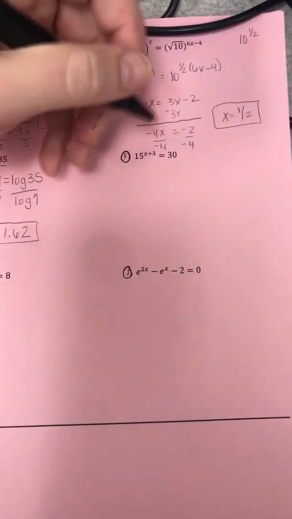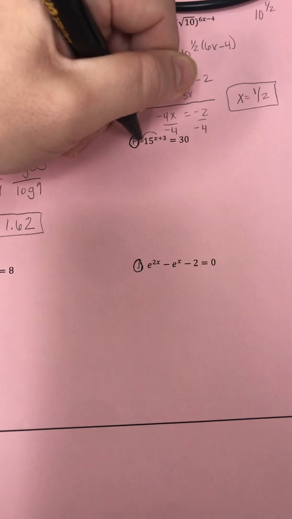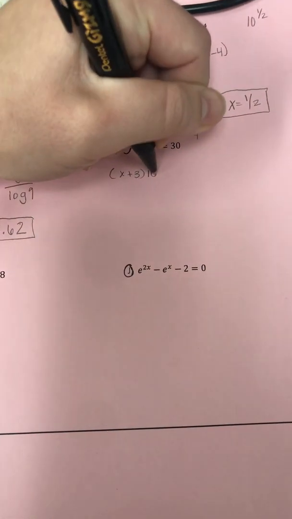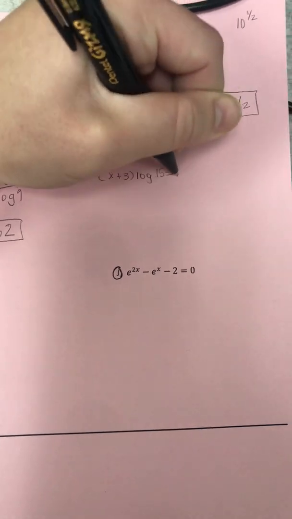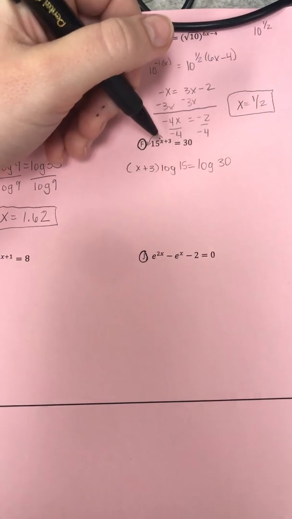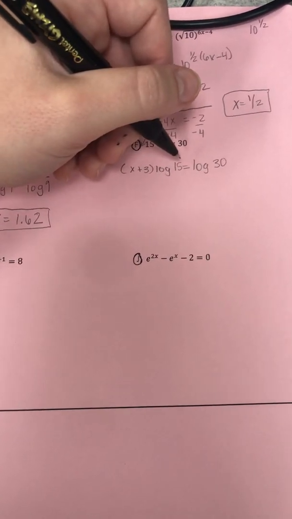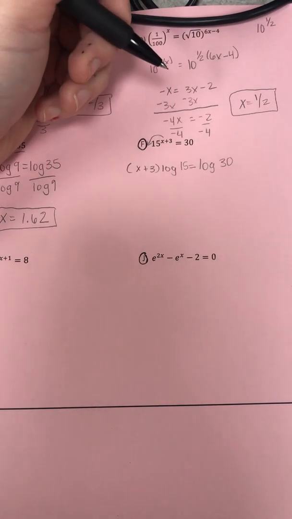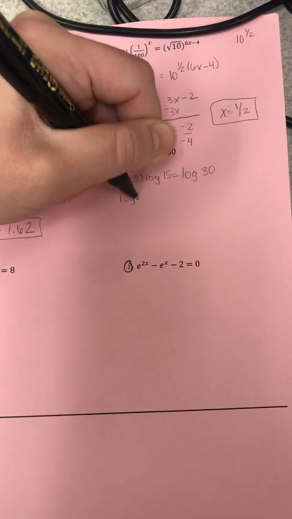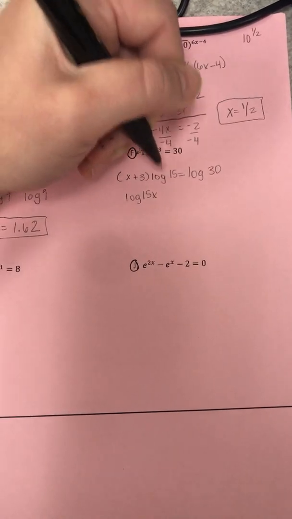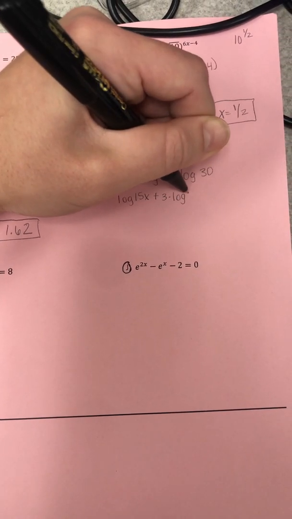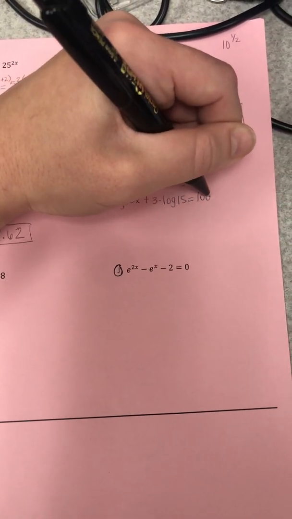Okay, let's look at F. Same thing, we're going to have to move this to the front, so we have x plus 3 times log of 15 is equal to log of 30. All right, I'm going to go ahead and convert these numbers, and then distribute at the same time. So once I distribute, log of 15x plus 3 times log of 15 is equal to log of 30.